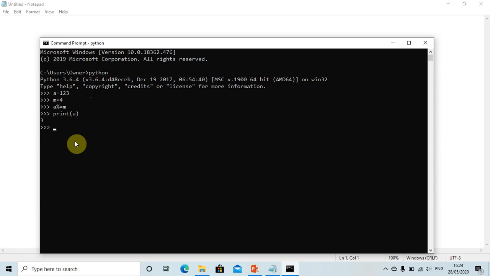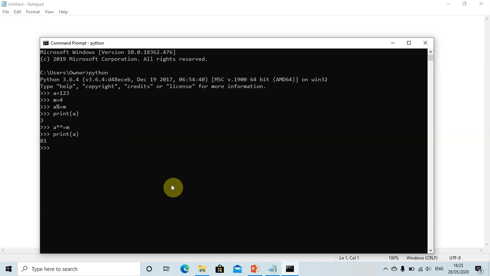So we are checking our next assignment operator, that is a exponentiation m, that is a raised to the power m. Oh, I'm sorry, I should have written a exponentiation equal to m, which means a equal to a raised to the power m, which means 3 raised to the power 4, which should give us 81. Let's check.